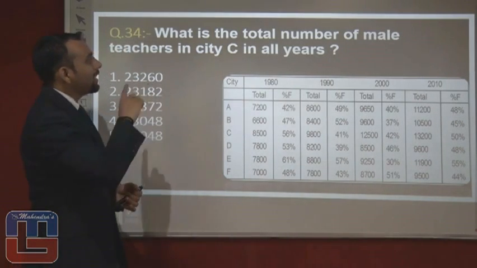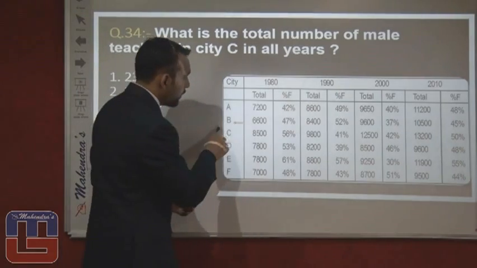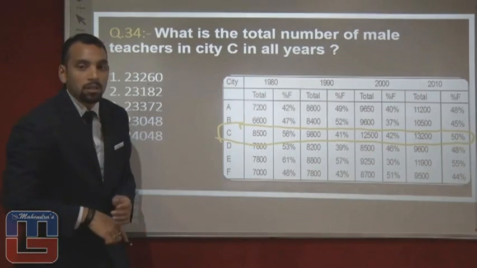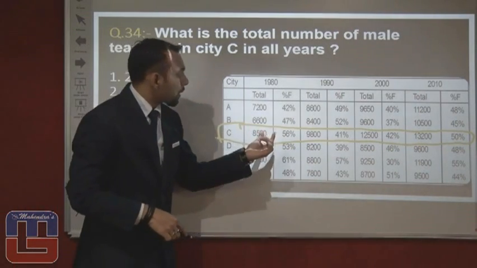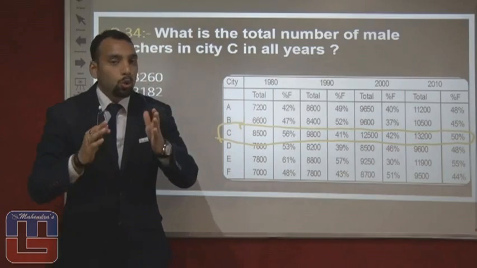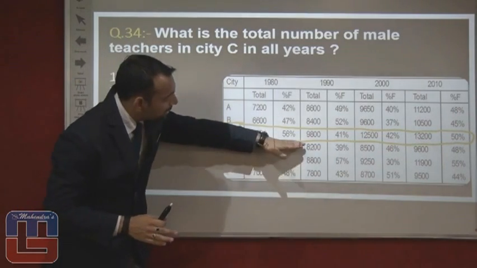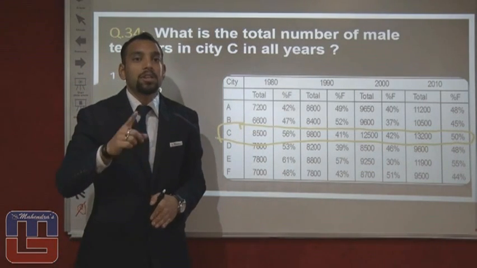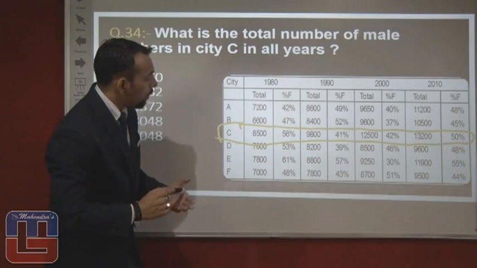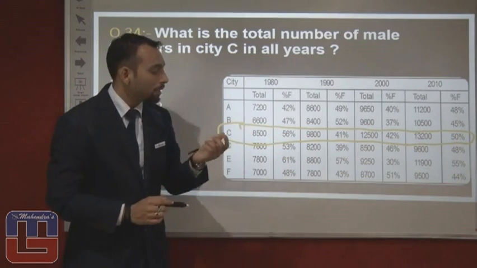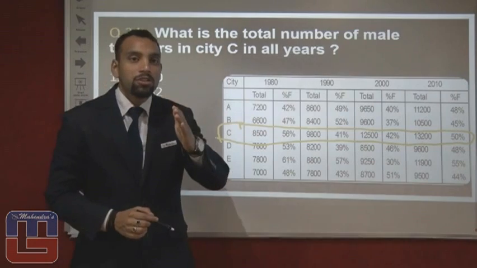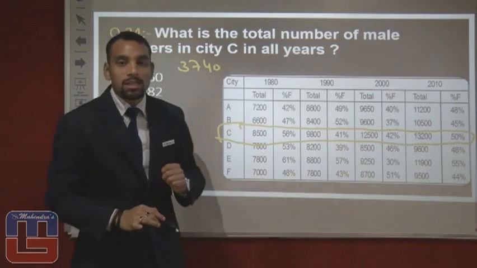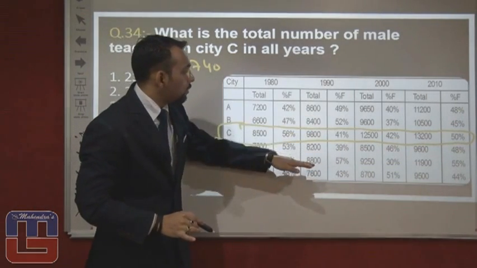Now see, in city C, which means this one, you have to find the number of males in this city. If in city C the total is 100%, and 56% are female, that means 44% will be male. So you have to find 44% of 8500, which will be equal to 3740.